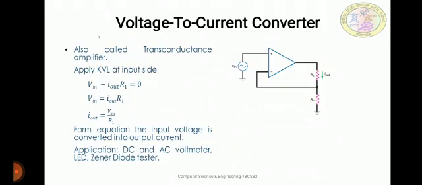In the circuit shown, the input voltage Vin is applied at the non-inverting input terminal of the op-amp. According to the virtual short concept, the voltage at the inverting input terminal of the op-amp will be equal to the voltage at its non-inverting input terminal. I'll just apply the KVL at the input side, which becomes Vin minus I out into R1 equal to 0. So I'll calculate the value of Vin and I out from those equations.